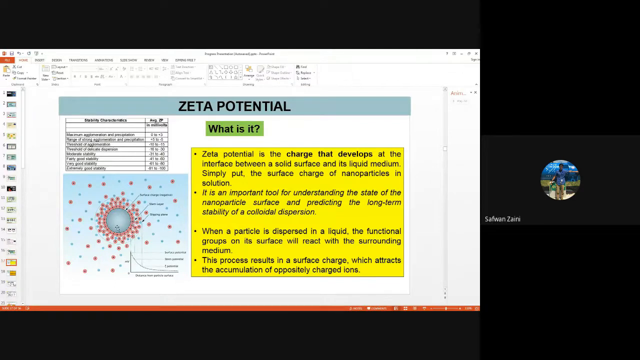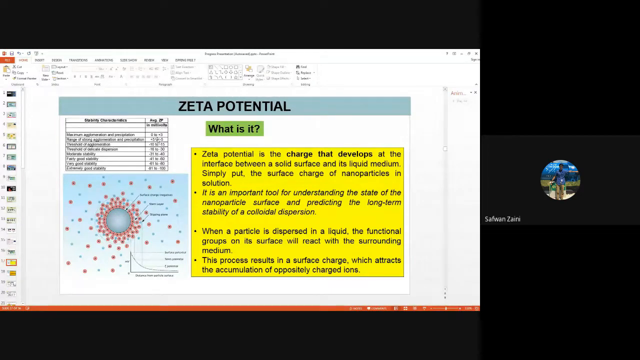And then the second region is called the diffuse layer, and together both layers are referred to as the electrical double layer. The slip plane, the outer layer here, is where the Stern layer and diffuse layer meet, and the electrical potential here is called the zeta potential. So basically, the higher the absolute value of the zeta potential, the more stable the dispersion. As you can see here is the average zeta potential in millivolts.